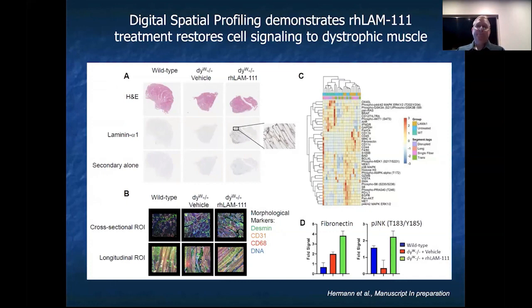Cool. We've got two more questions. Okay. Would Laminin-111 improve peripheral neuropathy or just muscle?